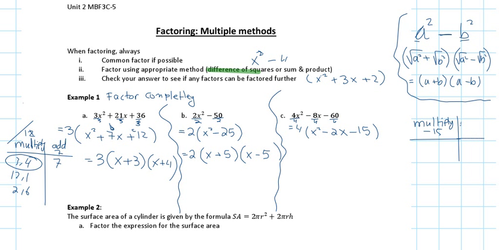Okay, so what multiplied to negative 15? What did we say? 3 and negative 5. Okay, what else multiplied to negative 15? Okay, 3 plus negative 5. What does that give me? Is that my answer? So I've already found my factors, right? So that is 4, x plus 3, x minus 5.